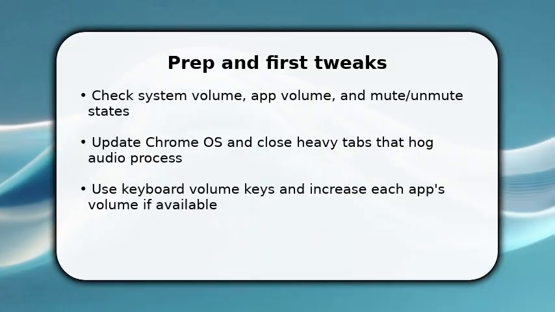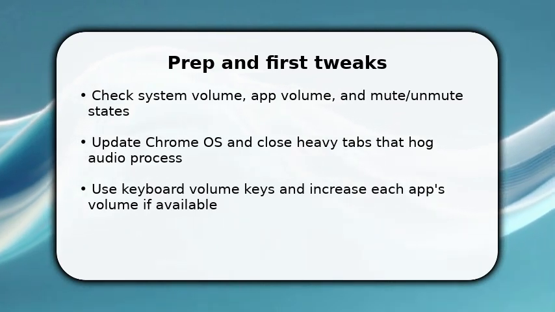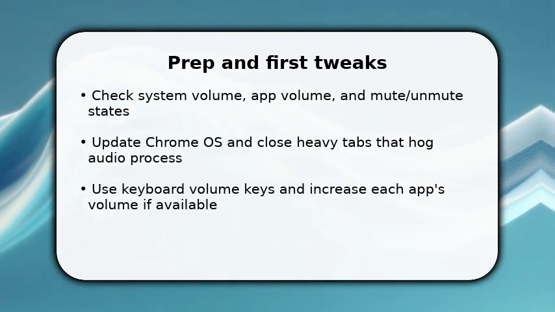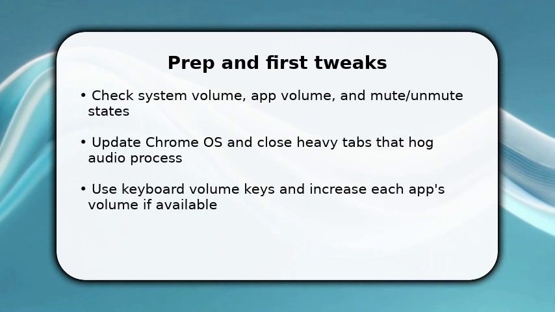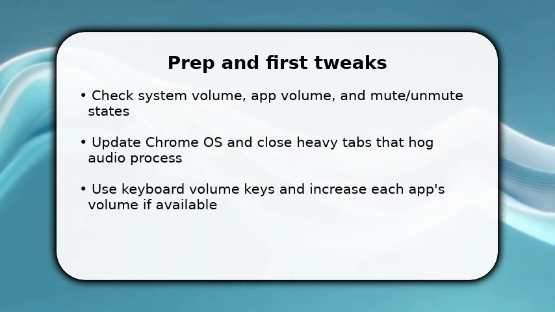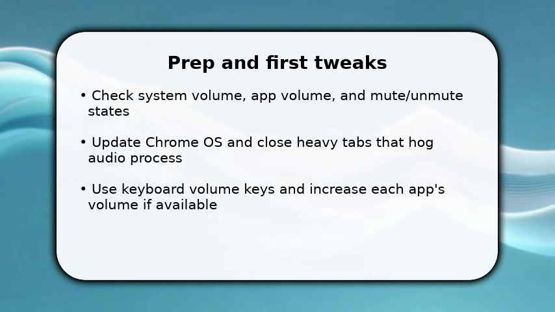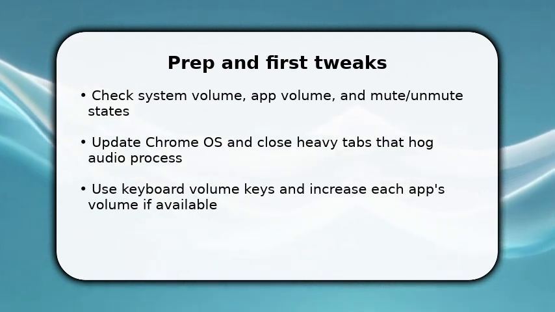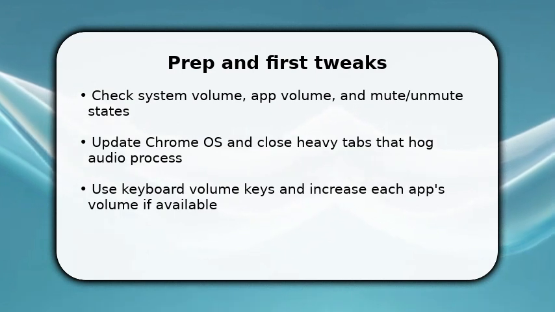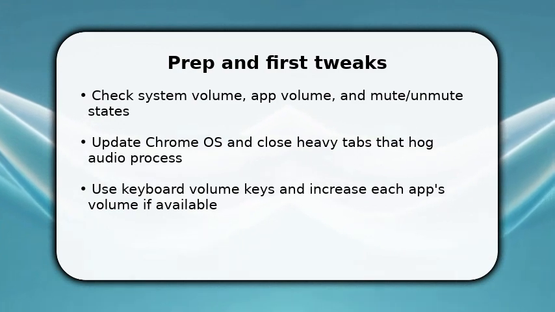You start by confirming basics but move fast. Open settings and check sound output, volume level, and whether the device or app is muted. Once done, update Chrome OS so drivers behave predictably, then close or pause background tabs that use CPU and can lower audio priority. You also press the volume up keys repeatedly to reach max. If you see multiple outputs, select the correct one. These steps remove software limitations and prepare for deeper adjustments.